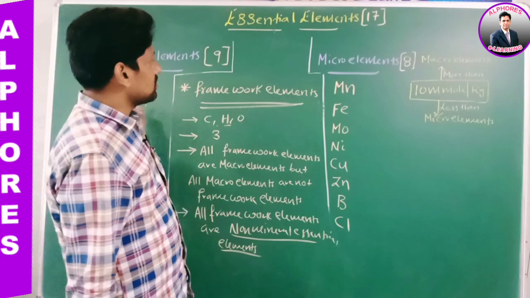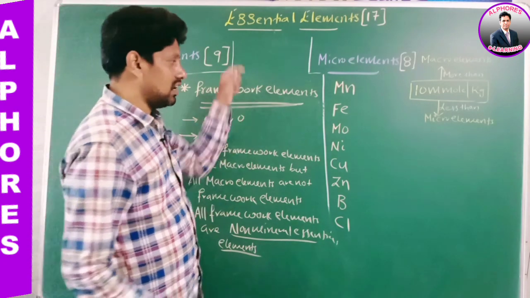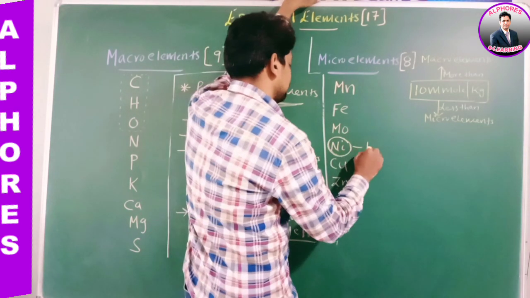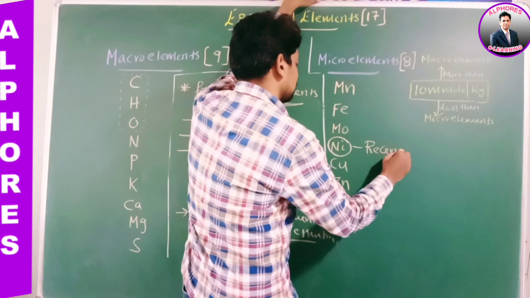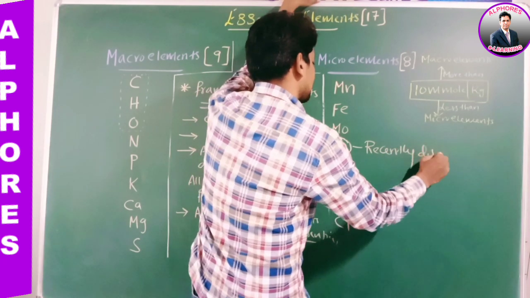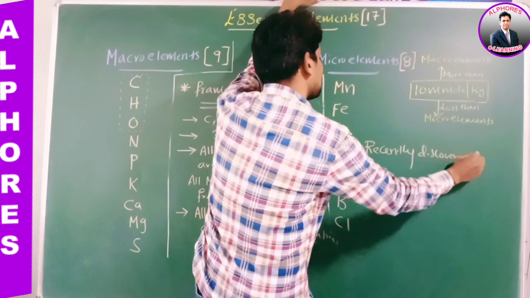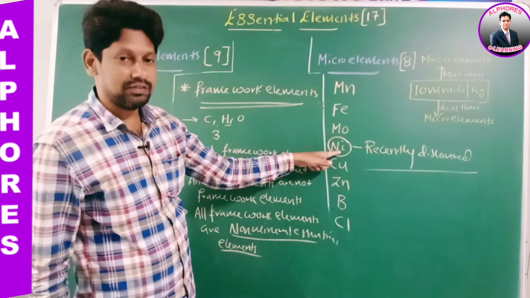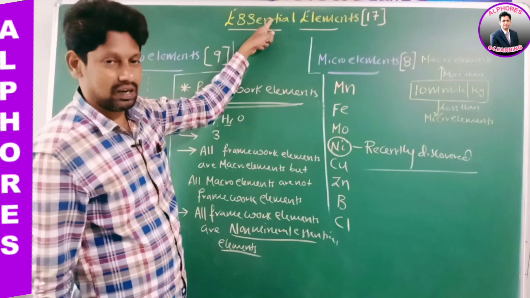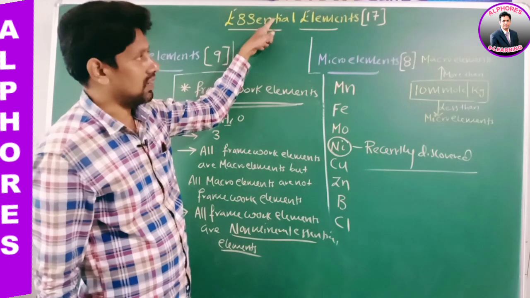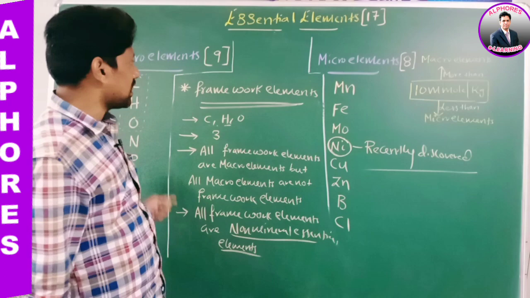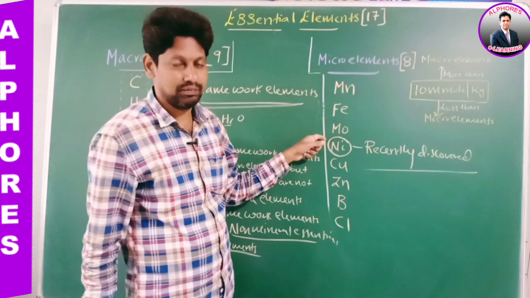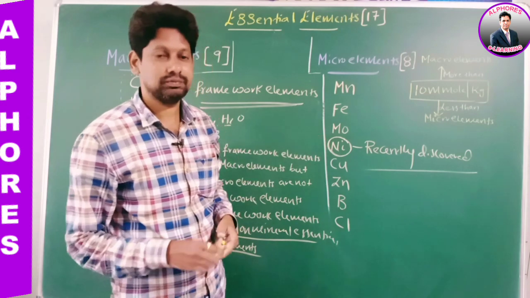Now listen here. Sir, in the 17 essential elements, the recently discovered essential element is what, sir? Nickel. Therefore, before discovery of nickel, essential elements are how many in number? 16. Macro elements are 9. Micro elements are 7. Is this statement okay?